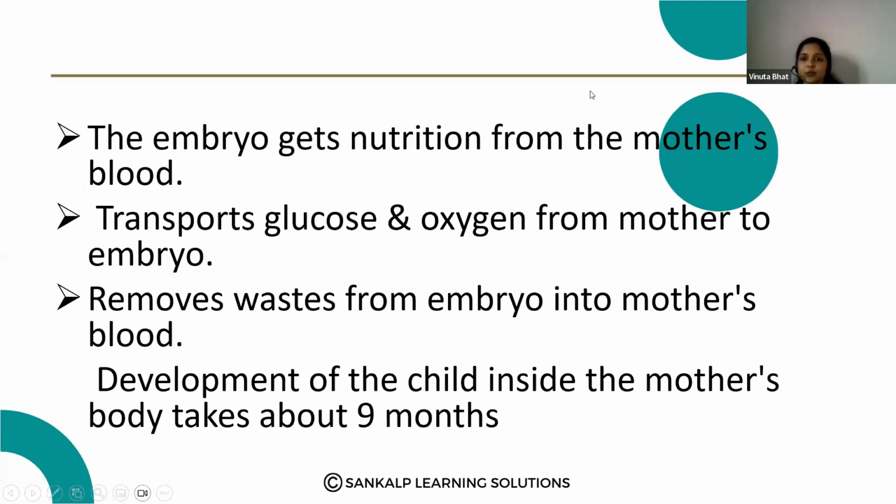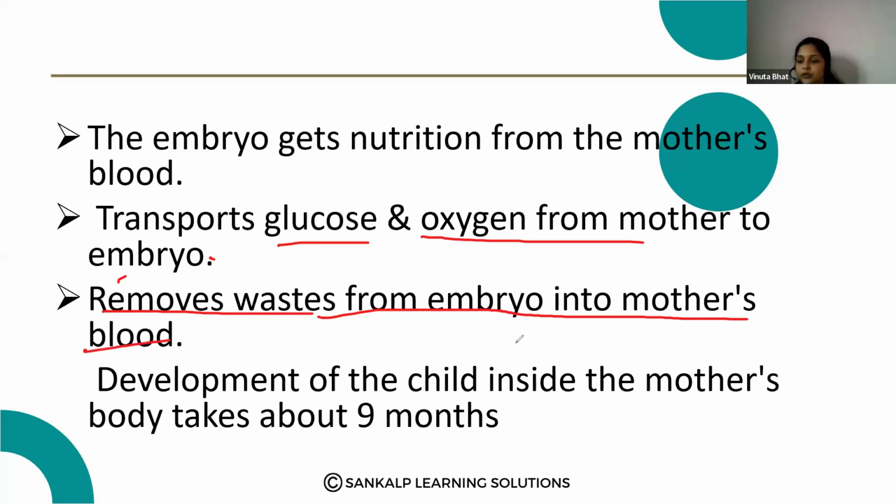The embryo gets nutrition from the mother's blood. The transport of glucose and oxygen from the mother to the embryo also takes place through the placenta, and it removes the waste from the embryo into the mother's blood. So it is also helpful for the removal of waste products from the embryo.